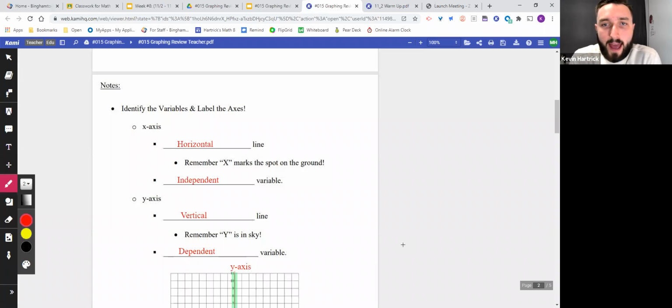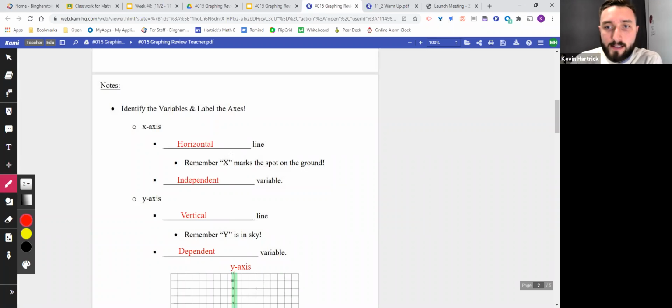All right, guys, let's take a look at some notes from previous things that we've learned on graphing. You're going to take these red words that I put in these blanks, and you're going to put them on your sheet. All right, so you're following along with me, filling in the blanks on your sheet. So here we go. Notes on identifying the variable and label the axes.